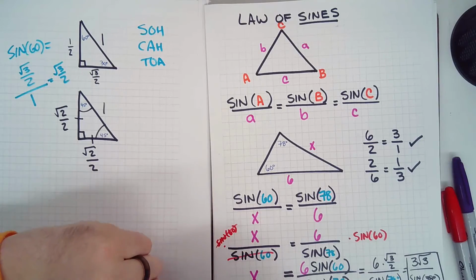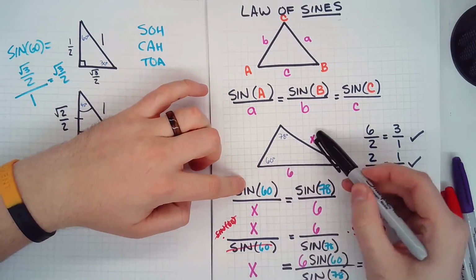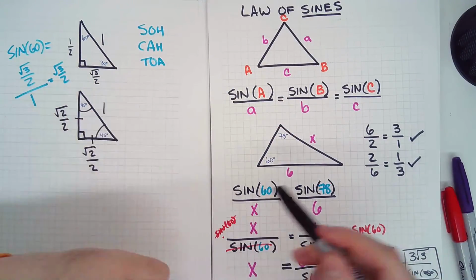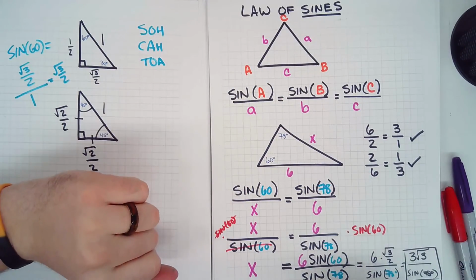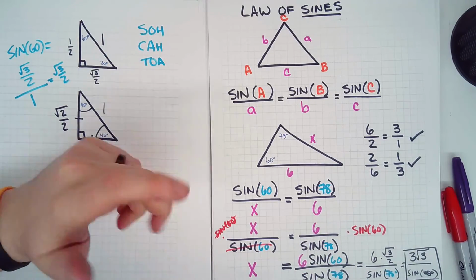Again, the 60 and the x go together because they are across from each other, and the 78 and the 6 go together. Then we do some math. Flipping upside down to get x on top is a good idea. And we move stuff around until x is on its own. We simplify as much as we can, and we call it a day. And that's how you solve for x.